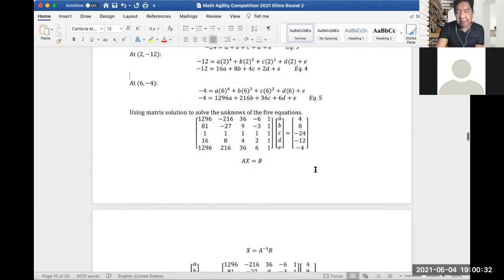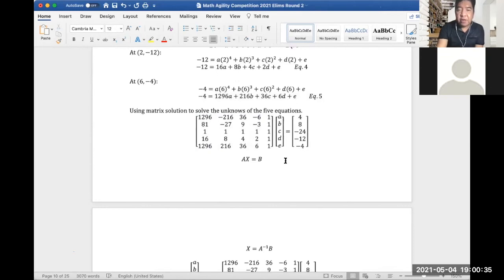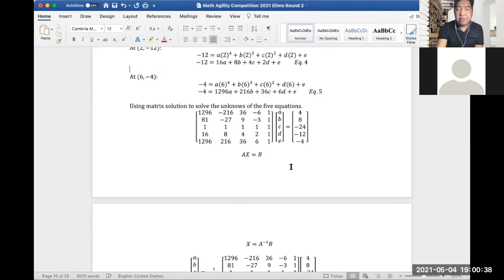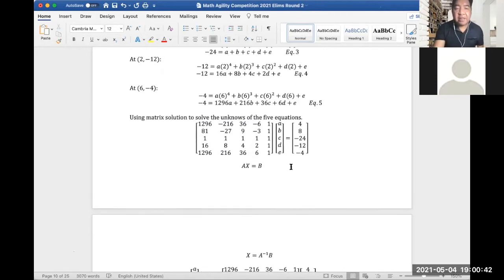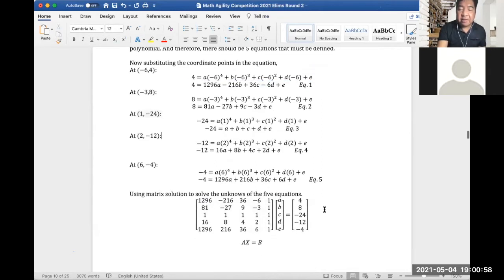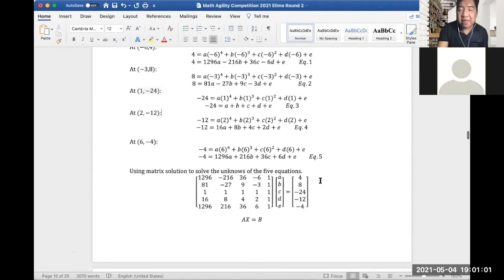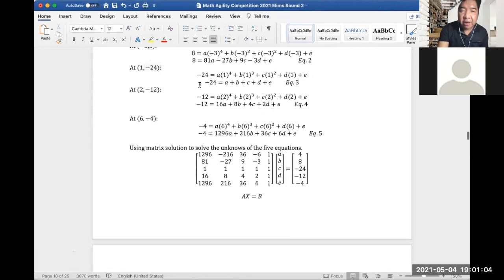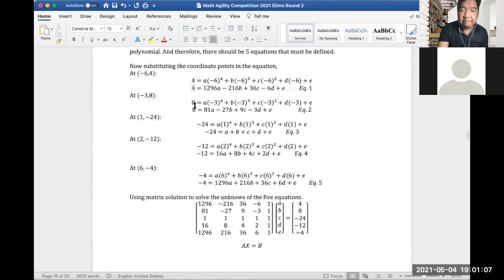And then we have a second matrix, which is A, B, C, D, and E. So the way to read this is 1296 times A, negative 216 times B, 36 times C, negative 6 times D, 1 times E. So you will revert it back to equation 1. And then the constants would be on the right-hand side of the matrix, which is 4 in equation 1, right? And then 8, negative 24, negative 12, and negative 4, right? So negative 4 at the bottom is equation 5.